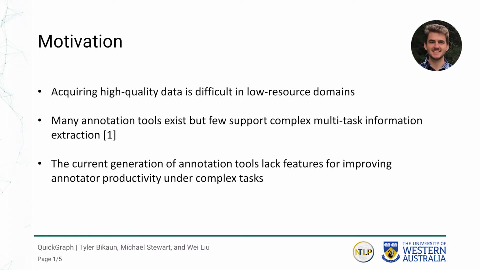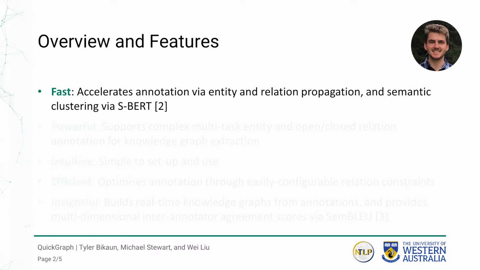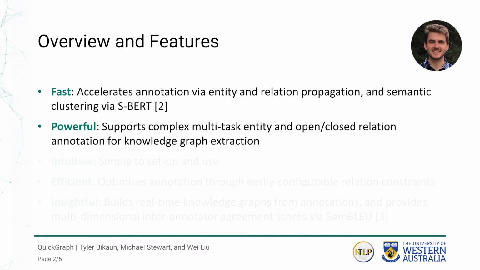For example, active learning is a promising method to optimize annotation, but has only been applied with annotation tools on simple tasks. Here, I'll briefly outline the key features of QuickGraph. To make annotation rapid, it allows annotation propagation across entire corpora and uses semantic clusterings via sentence BERT. Support for multitask information extraction tasks is built in, including hierarchical entity annotation and open and closed relation annotation for knowledge graph extraction. The user interface has been designed to be intuitive, whilst the software is straightforward to set up.